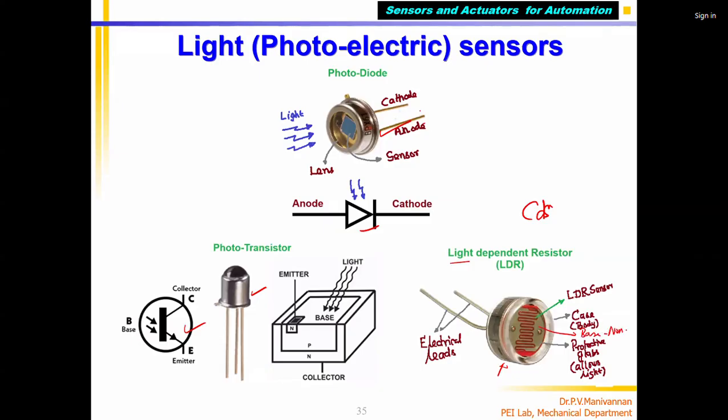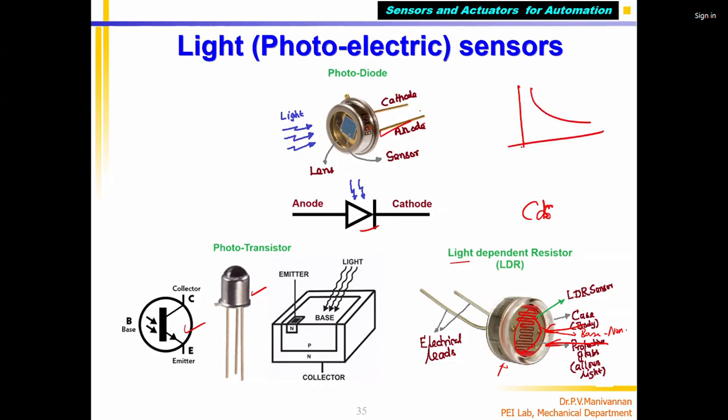Electrically non-conducting material, you can see a circular ring type material on which the cadmium sulfide material is deposited in a serpentine, loop fashion. This is the LDR sensor. And this is the body. Again, there's a lens. Here the top is the front lens. If light falls on it and hits the LDR sensor, its resistance changes. Its resistance changes like this.